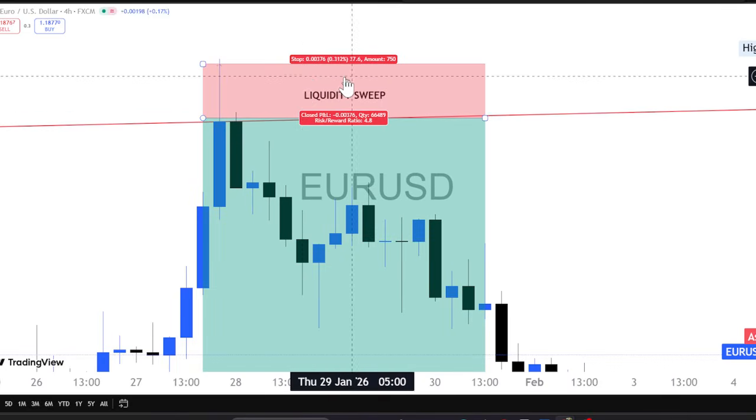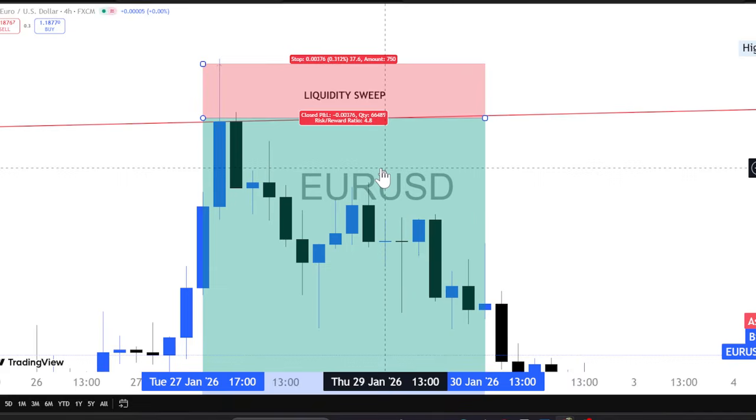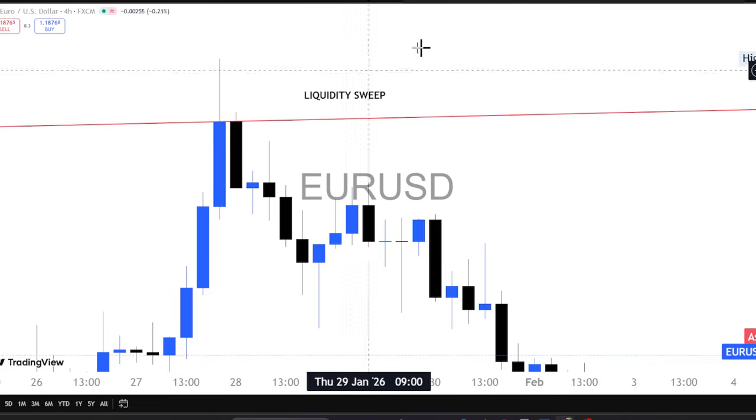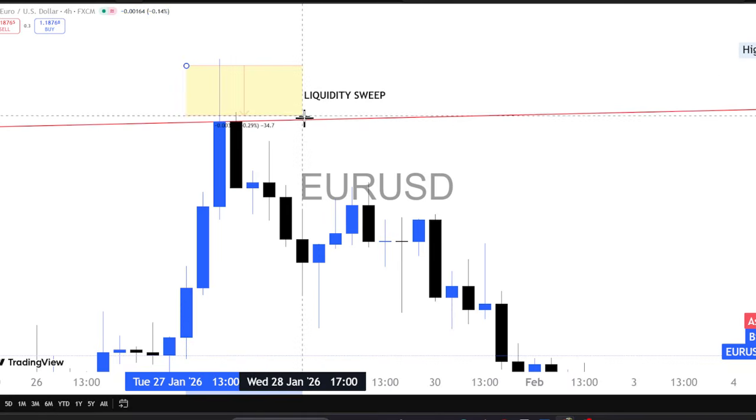Now, this is what to do. You make sure that at least you have your entry point here. Most of the time, the market can touch a good point like this, but most of the time, because of the liquidity, I like this perfect entry that I normally have. I like to have what we call scaling in.